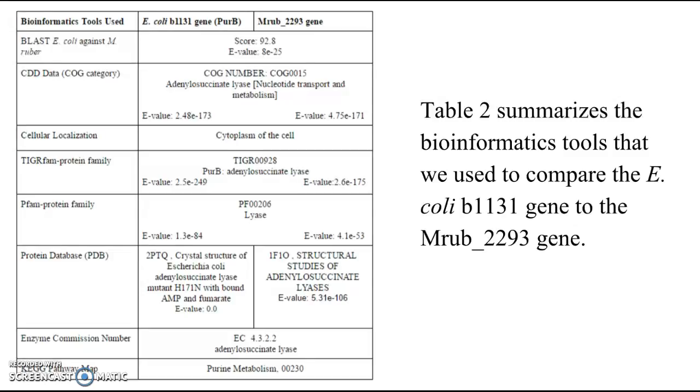As you can see again, the e-values throughout the table are fairly low and show significance that these two genes of E. coli B1131 and M. ruber 2293 are orthologs to one another.